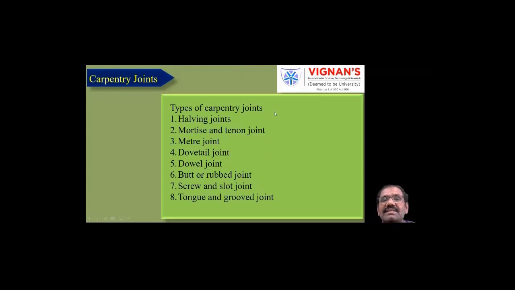Okay, now let us see the types of joints, joining of wood to get the required shape. If you see the doors, you have a door frame, with two vertical columns and cross pieces at top and bottom joined together. Even for the windows also. The types of joints: halving joints, mortise and tenon joint, miter joint, dovetail joint, dowel joint, butt joint, screw and slot joint, tongue and grooved joints. Like that, we have different types of joints used in carpentry.